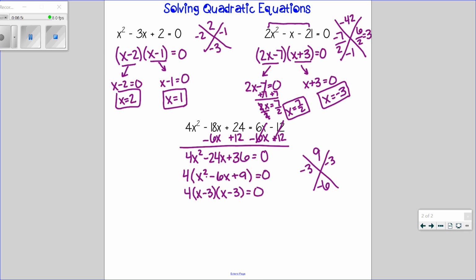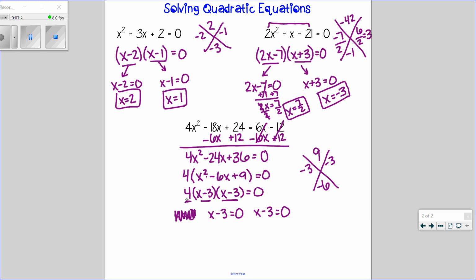Now this time we have 3 factors, right? We have our 2 factors that are in parentheses and our factor in front here. So we have to set all 3 of them equal to 0. So we have 4 equals 0, x minus 3 equals 0, and x minus 3 equals 0. Now 4 equals 0, there's really not a variable to solve for there, so we can just go ahead and get rid of that.